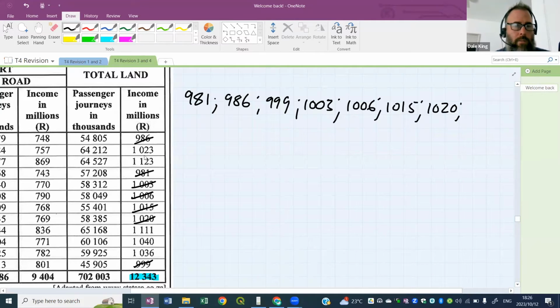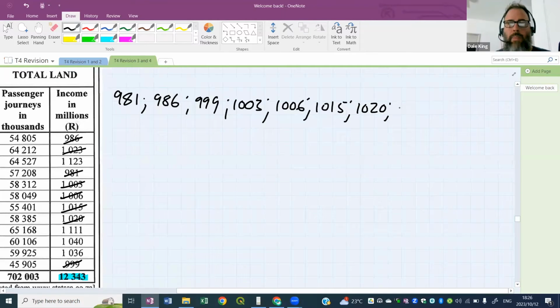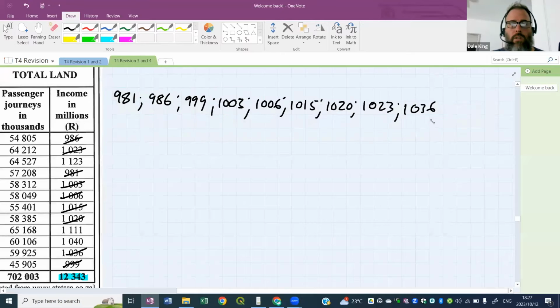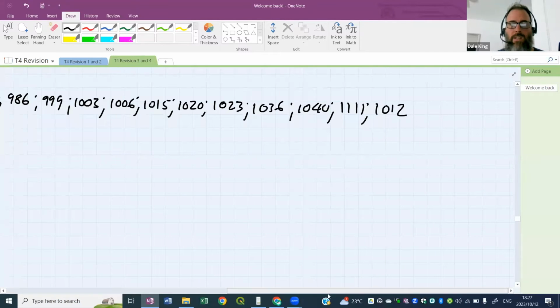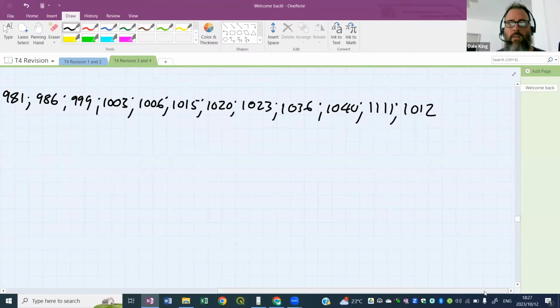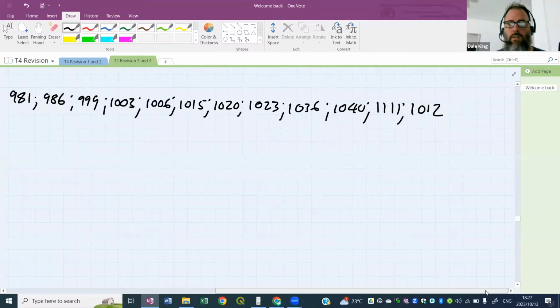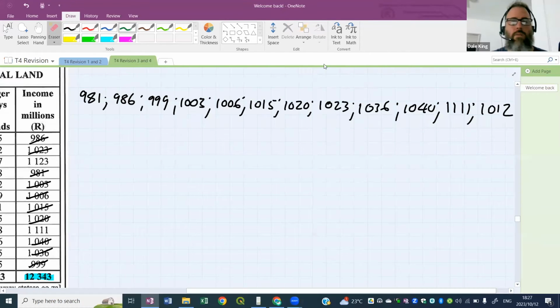I'm going to go down to the bottom now, then 1023. Then I need 1036. I'm going to make this smaller to fit it all in. Then I need 1040. Then I need 1111. And then I finally need 1123. Can you imagine writing this out in a matric exam? This is from the 2019 paper, I think. Although that last number doesn't look right. 1123. All right, there we go.